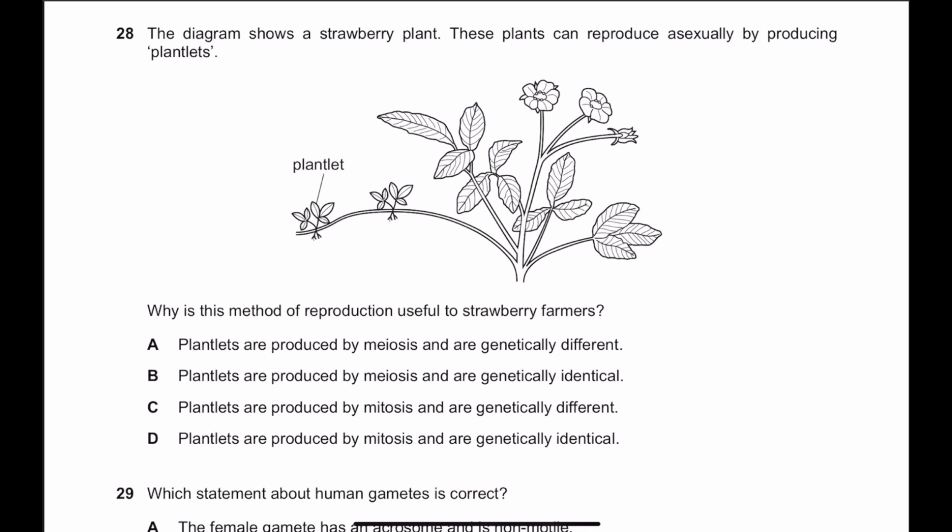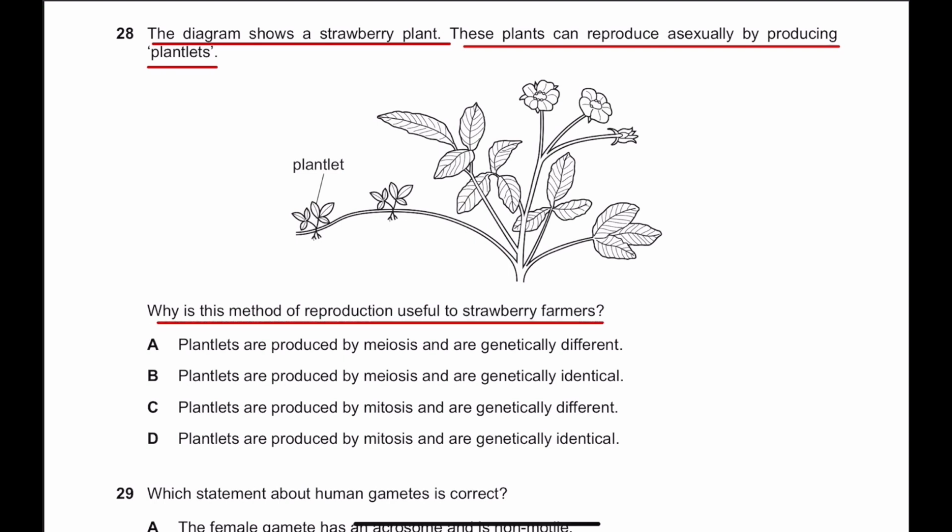Number 28. The diagram shows a strawberry plant. These plants can reproduce asexually by producing plantlets. Why is this method of reproduction useful to strawberry farmers?